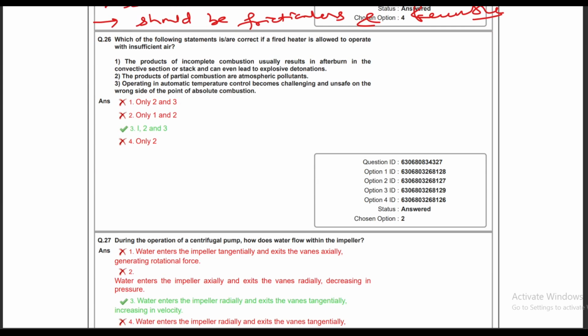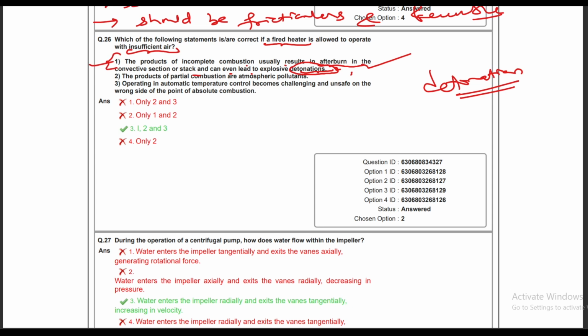In the next question, which of the following statements is correct if a fired heater is allowed to operate with insufficient air? So the first one is, the product of incomplete combustion usually results in afterburn in the convection section or stack, or can even lead to explosion or detonation. That is a correct statement. And what detonation is, I had already explained in a previous video. There was one question regarding detonation. So the first statement is correct.